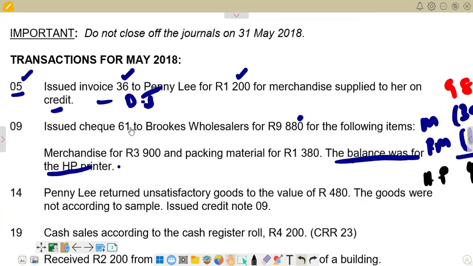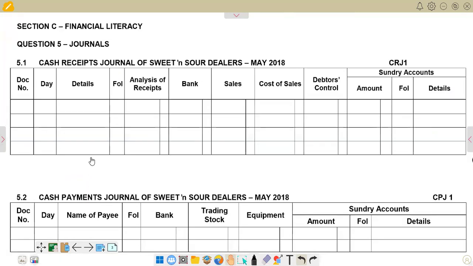We're going to enter the total amount in the bank column, 9,880. Then we break down the 9,880 into merchandise, which is part of our trading stock, 3,900. Then we've got the packing material, which we are going to enter in the sundry accounts column. And then the remainder is the HP printer, which you are going to put in the equipment column. So we can just go there and put them as such.